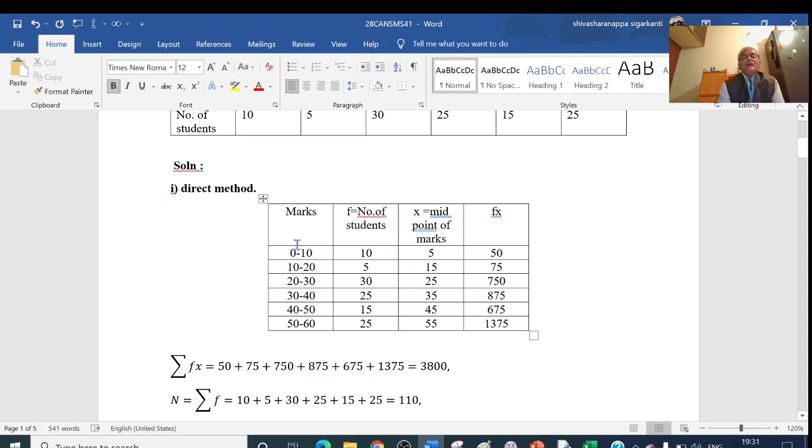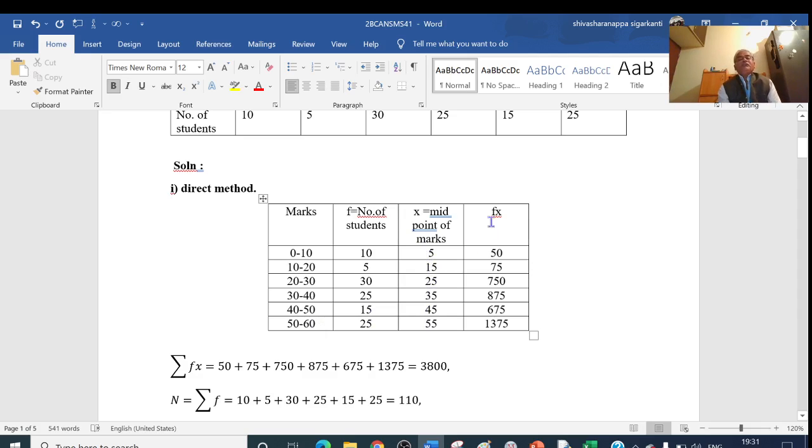Here, if the class interval is given, we find the midpoint of the class interval. So x is the midpoint of the class interval. The midpoint of 0 to 10 is 5, of 10 to 20 is 15, of 20 to 30 is 25, of 30 to 40 is 35, of 40 to 50 is 45, and of 50 to 60 is 55. So the midpoint is our x.